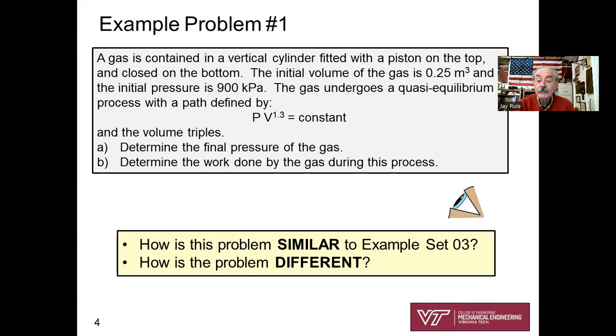Okay. Gas is contained in a vertical cylinder fitted with a piston on top, closed on the bottom. Initial volume of the gas is 0.25 cubic meters, and the initial pressure is 900 kPa. Those are givens. The gas undergoes a quasi-equilibrium process with a path defined by P times V^1.3 equals constant. In other words, pressure times volume to the 1.3 power equals constant. And the volume triples. And the familiar questions: determine the final pressure of the gas and determine the work done by the gas during the process. Very typical questions. How is it similar? How is it different?